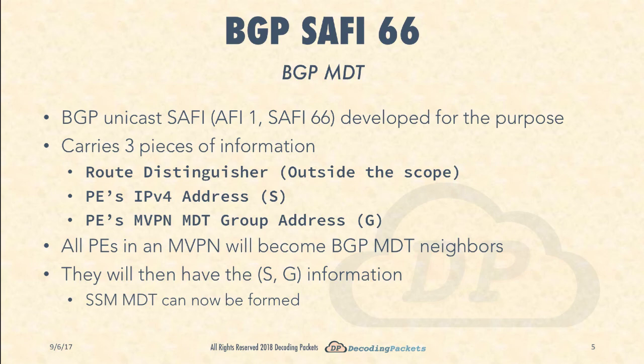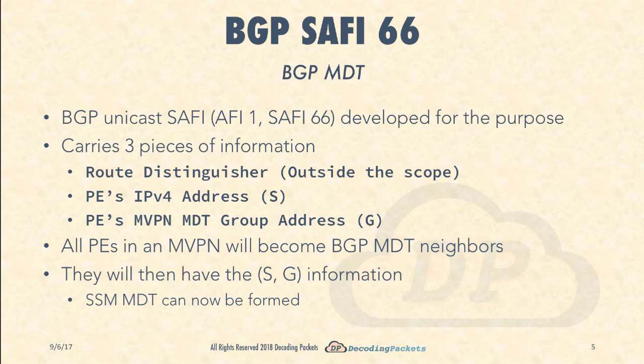So all PEs in the VPN, in the MVPN actually, will become BGP MDT neighbors. They will then exchange the S, G information, and from this point on, they can use that information, just like normal, to build shortest path trees to each other, or SSM, Source Specific Multicast trees to each other. So the part that was played by the rendezvous point is now being played by BGP. Well, all that is well and good. What we are going to do now is going to be much more fun, because we will take this concept and actually implement it on our currently working ASM network.